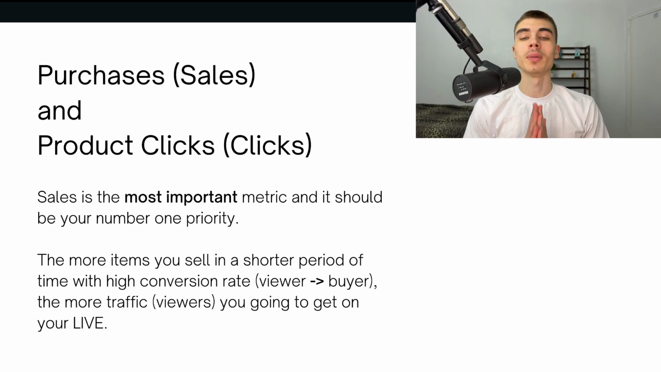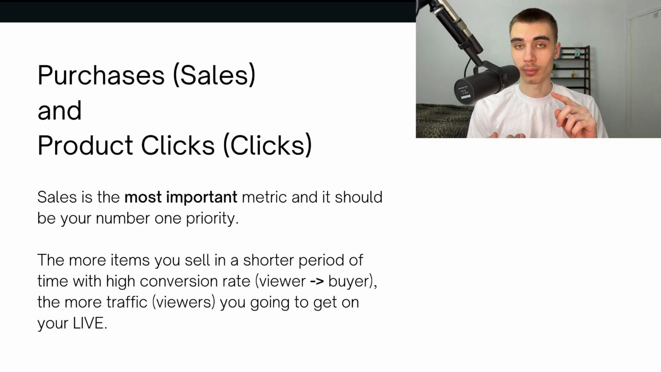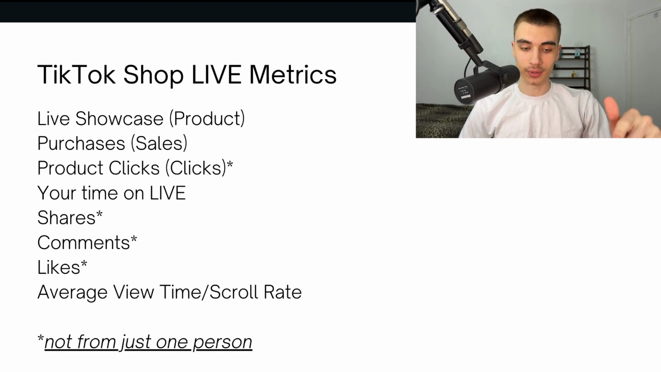Sales is the most important metric you should aim for, because you're there to make money and sales make you money. You're not there to get a lot of views, shares, comments, product clicks. You're there to make sales and generate commissions for yourself, nothing else. So this is your number one priority. If you have just one thing out of all this list, it's going to be purchases.